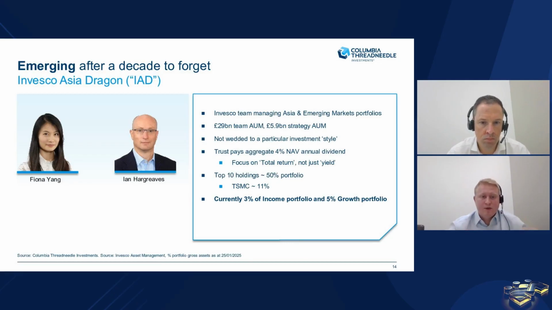Now, this is not just a portfolio manager exercise, this is looking at the board too. But the investment trust pays an aggregate 4% dividend yield struck on NAV. And what does that do? That means that investors can own this trust for both income and capital, but the portfolio managers, Fiona and Ian, aren't targeting yield for yield's sake within the portfolio.